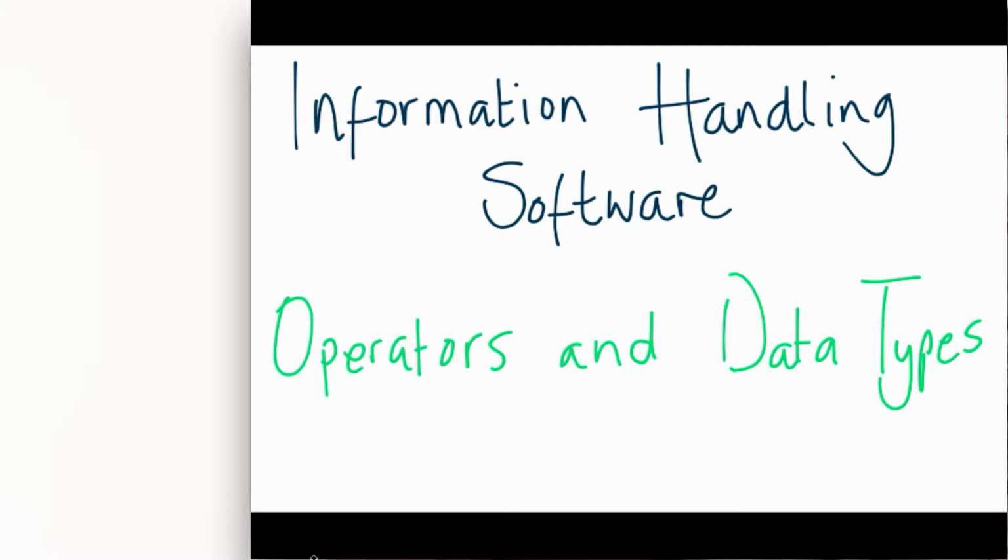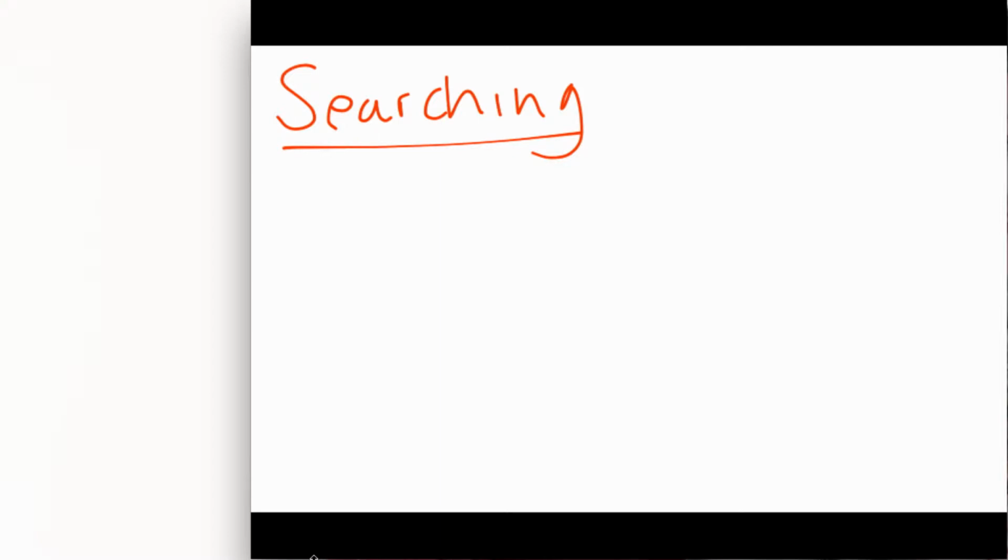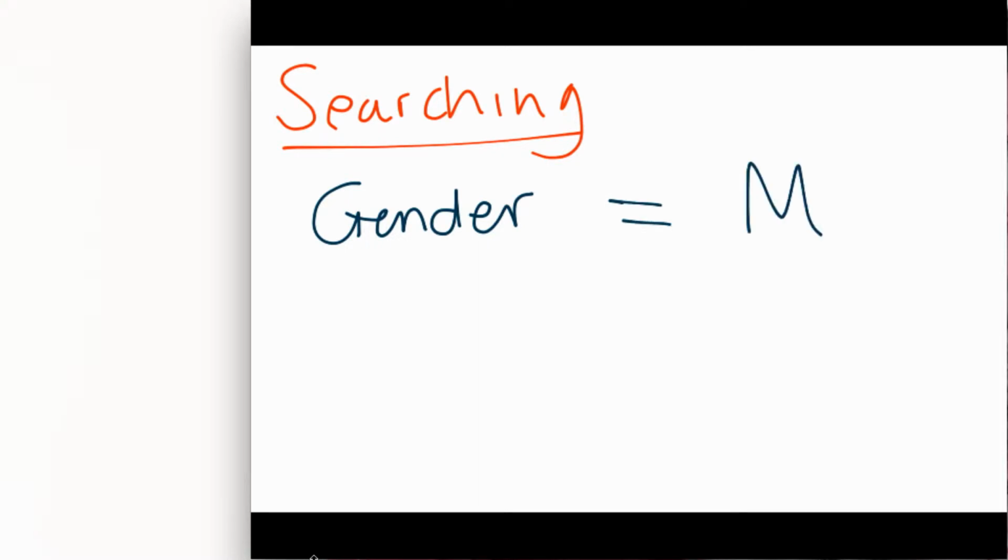Welcome. In this video I'm going to be talking about information handling software with a particular focus on operators and data types. In one of the previous videos I talked about the idea of searching a database. I gave an example that we can search on a single criteria. For example, I might want to search a school database for all of the male students, so I would do a search for gender equals male. This is searching with a single piece of criteria, and I'm using the equals operator.